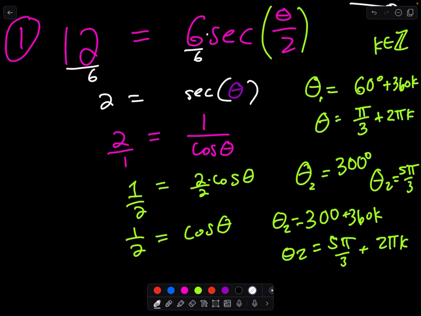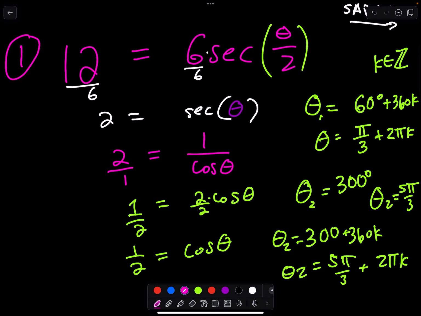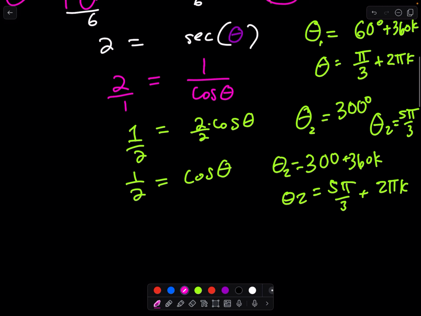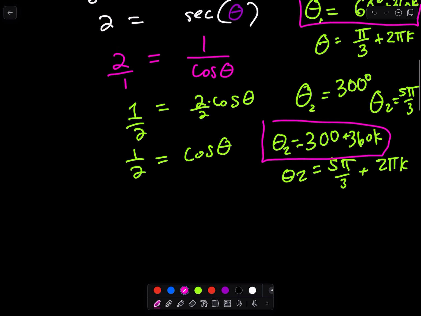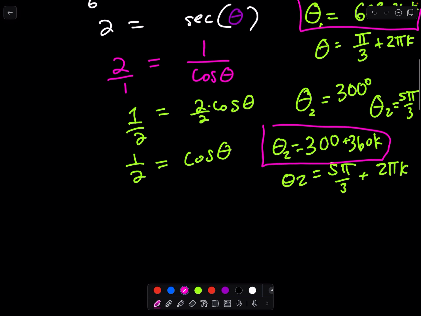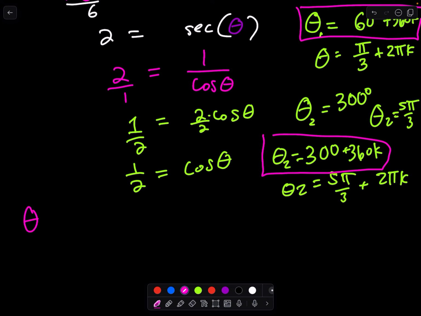Now we have to slingshot it back. We have to be careful and say, well, we're really dealing with a theta over 2 here. So we're going to have to clean up our answers. And again, notice I'm doing it in degrees and in radians. Let's just key in on degrees first. Okay, so really, we have to replace theta by theta over 2.